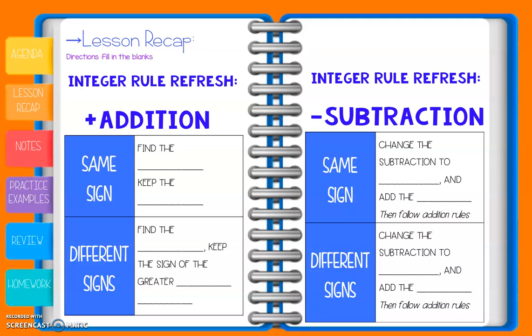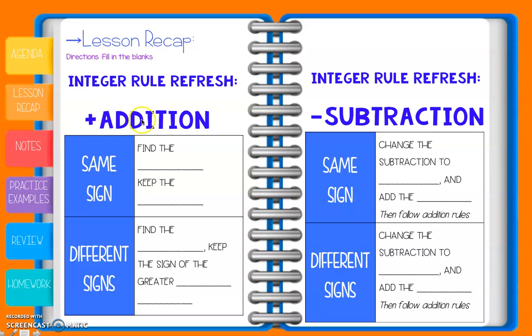Alright guys, so today in class we focused on adding and subtracting decimals, and we're adding and subtracting positive and negative decimals. So we have to use those integer rules that we learned back in our first unit. Okay, so the first thing we're going to do is a refresh on those integer rules because we have to use those today when we're adding and subtracting decimals.